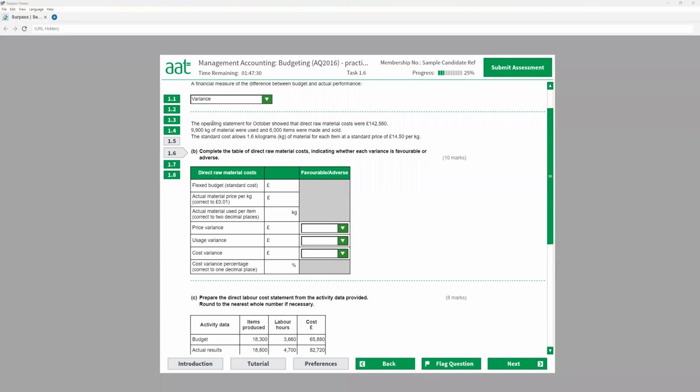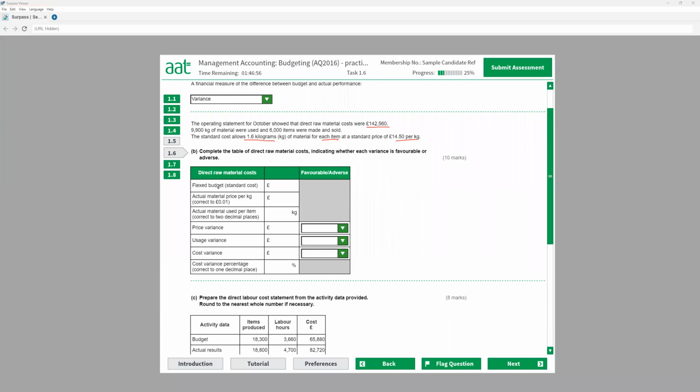The next one says the operating statement for October showed the direct raw material cost 142,560. 9,900 kilos of material were used and 6,000 items were made and sold. The standard cost allows 1.6 kilograms for each unit, and the standard price is this. Complete the table of the direct material cost, and indicate whether each variance is favorable or adverse.